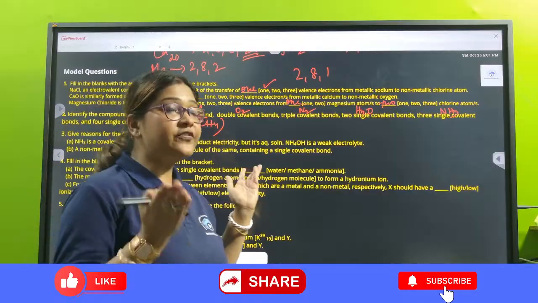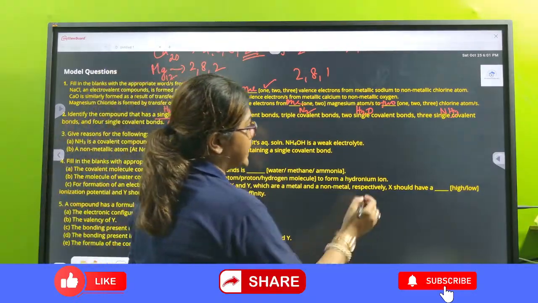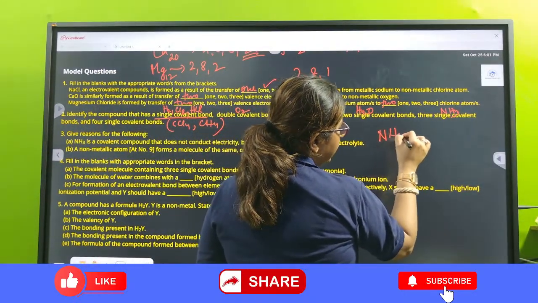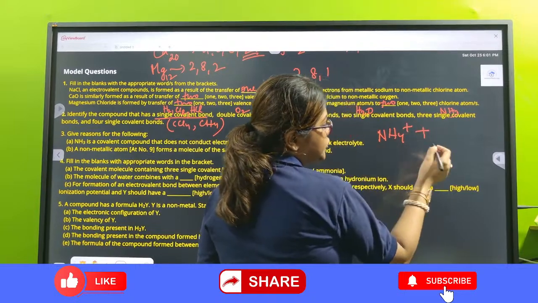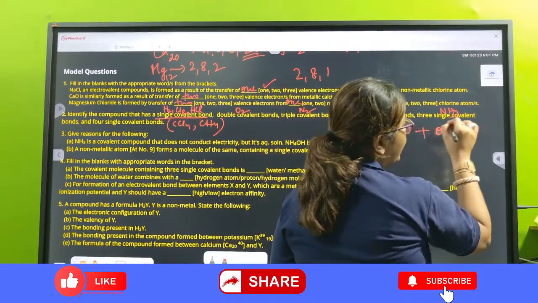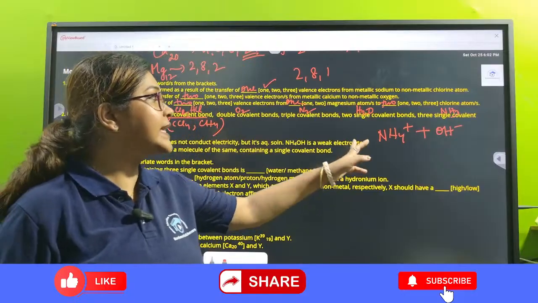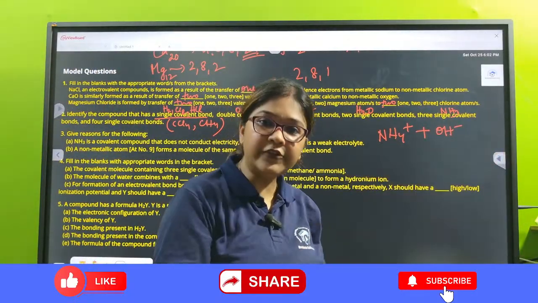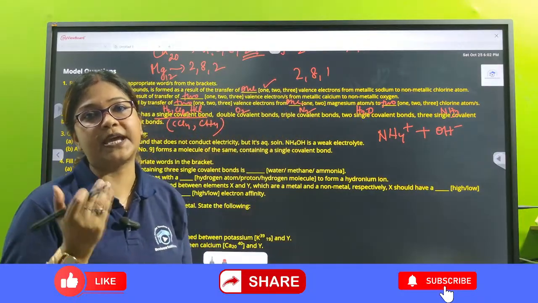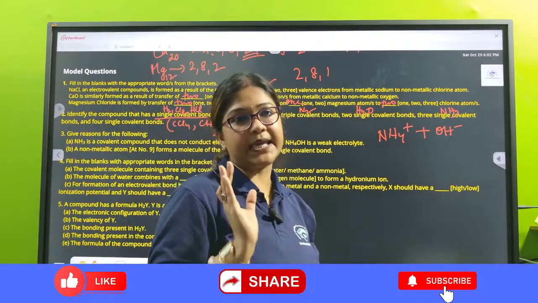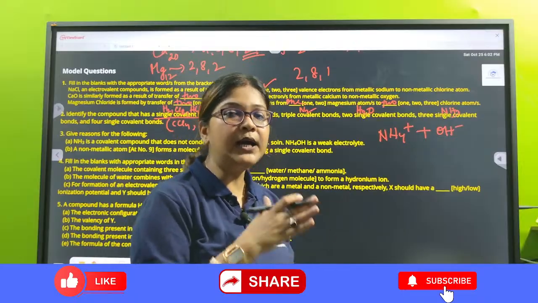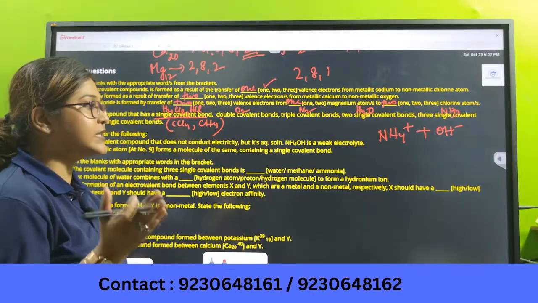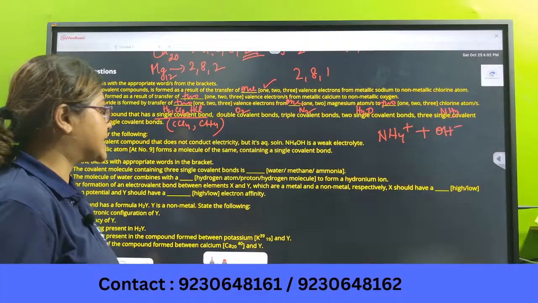But in case of ammonium hydroxide, what is happening? It is forming in aqueous solution NH4 plus and OH minus. So these are free ions which can conduct electricity. Therefore, ammonium hydroxide behaves as a weak electrolyte, whereas ammonia does not conduct electricity because it is a covalent compound.